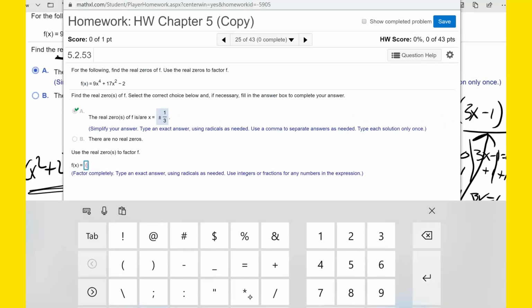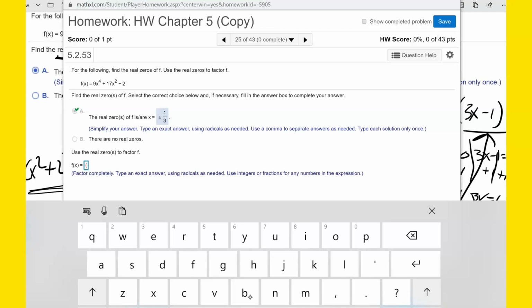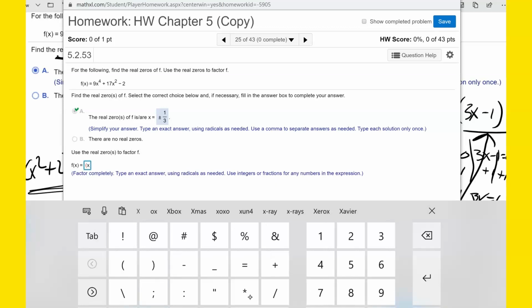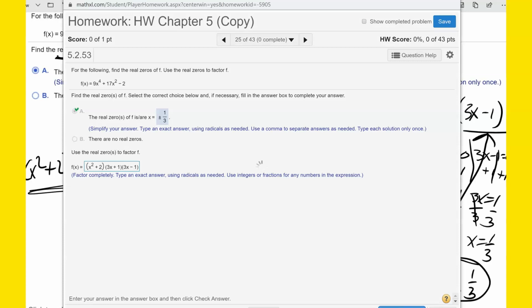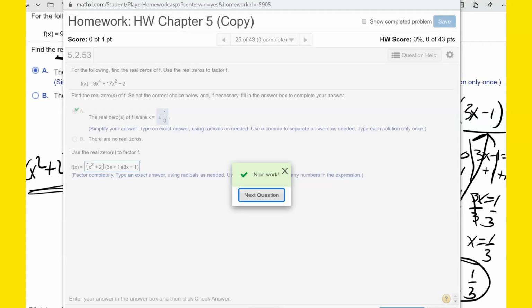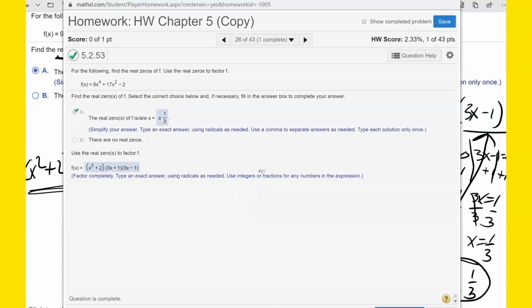Okay. X squared. Let's see how to do this with this keyboard. I went ahead and typed in the answer, so let's check it. That is correct. Moving on to the next one.